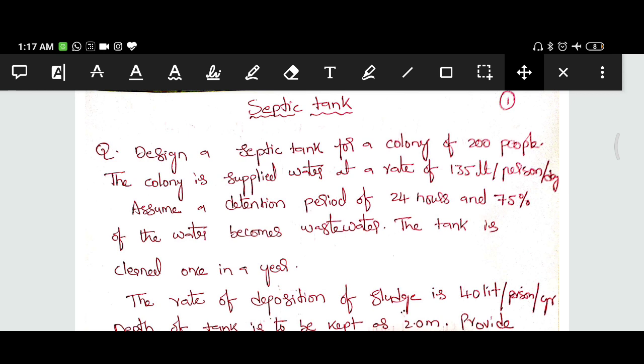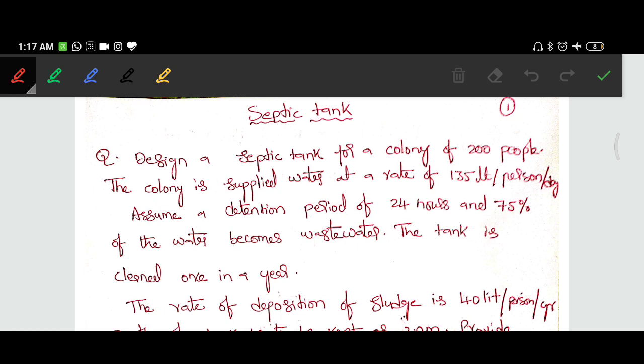In this video lecture, we are going to revise 5th unit numericals on septic tank. Let's see. The question is given: design a septic tank for a colony of 200 people. Here population is given.